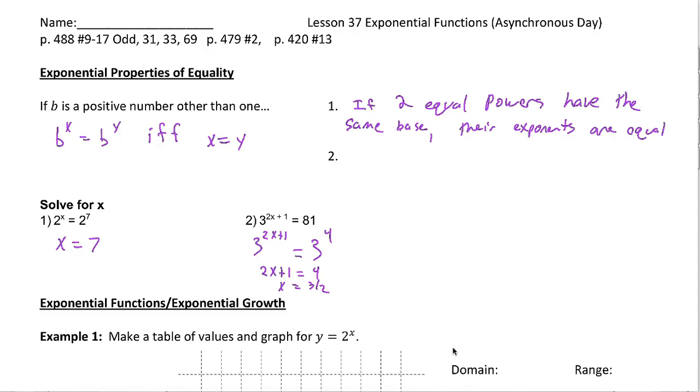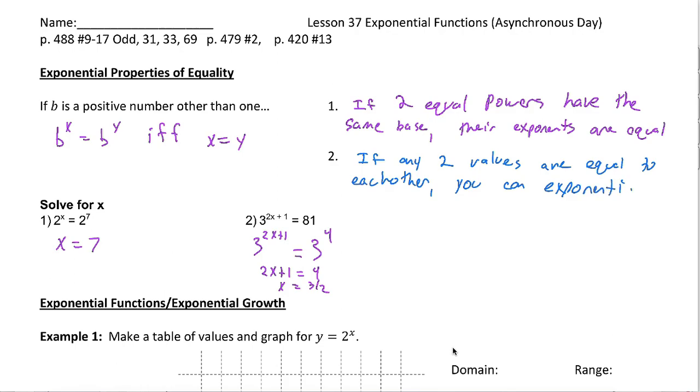If any 2 numbers are equal to each other, you can call them numbers, values, exponents, or variables, anything. If any 2 values are equal to each other, you can exponentiate, and that's a fancy word. I'll show you what it means in a second. Exponentiate both sides, and they are still equal.